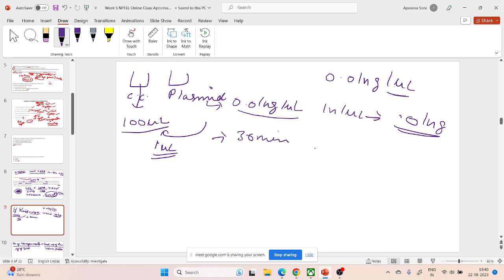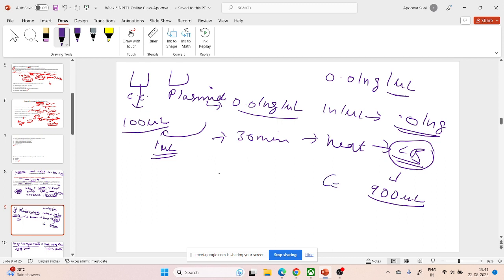Now, after adding 1 microliter of plasmid, you will incubate it for 30 minutes in ice, then give a heat shock treatment. After heat shock treatment, you will add LB media for the recovery. This LB media that you have added is 900 microliters, added for recovery of the competent cells so that they do not go under very much stress. So 100 microliters was already present, 900 microliters you have added. That means now the total volume is 1000 microliters.